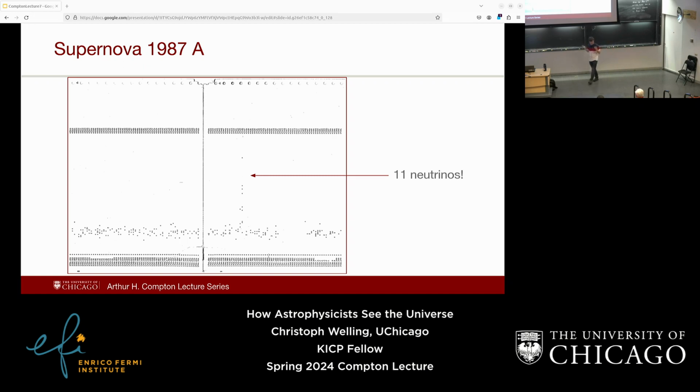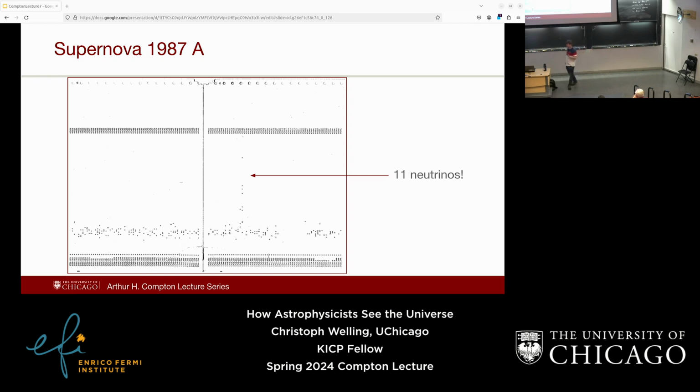But just from seeing it at the same time as the supernova happened, you could tell that this must be where they came from. And interestingly, these neutrinos actually came slightly earlier than the light from the supernova, which sounds weird.